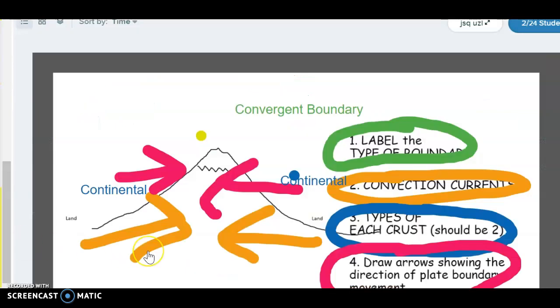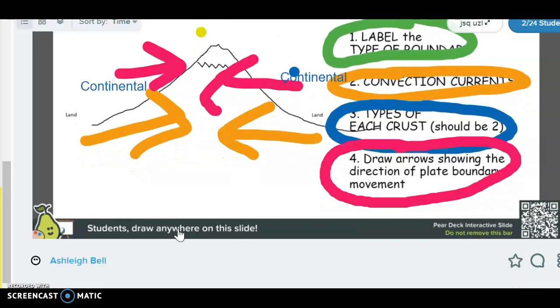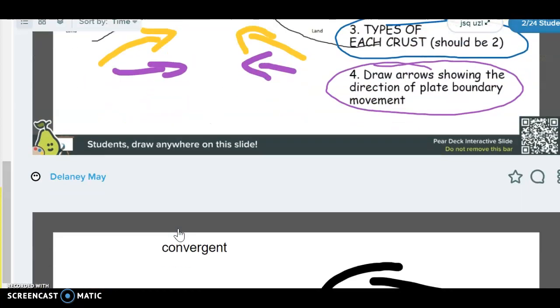Here we've got our mountains. So this would be Mount Everest. We have convergent boundary. We have plate movement towards each other, and we have the convection currents moving in that same direction. So this one is correct, and it's continental plate and continental plate.